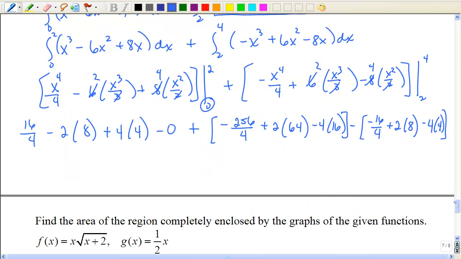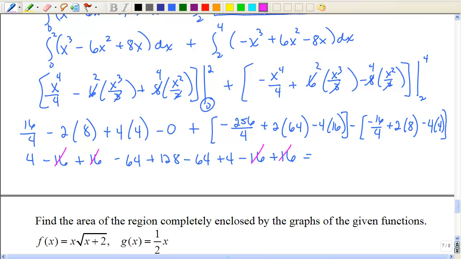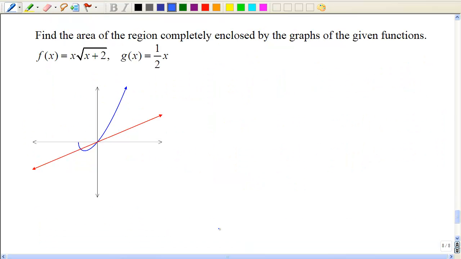So let's just do all of that arithmetic. And I believe after all is said and done, the answer should be 8. Let's look at this next graph.